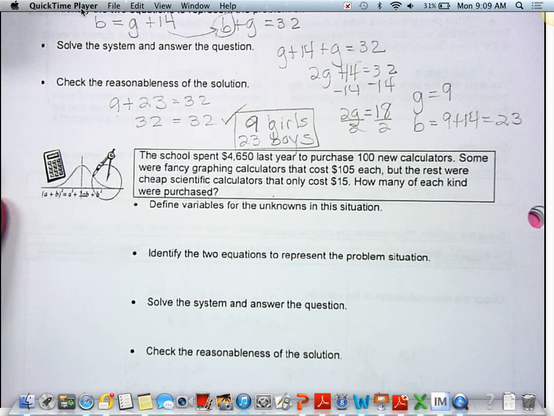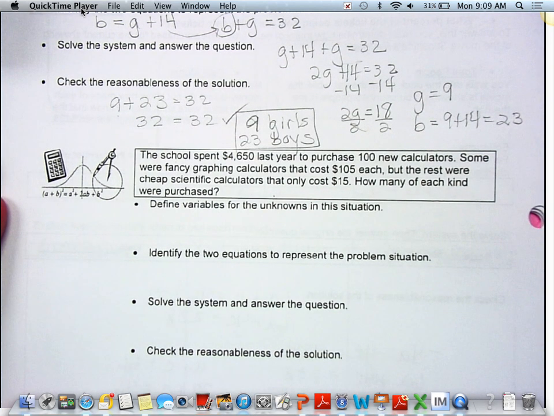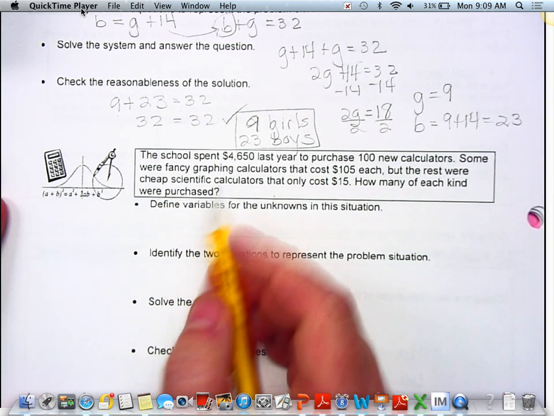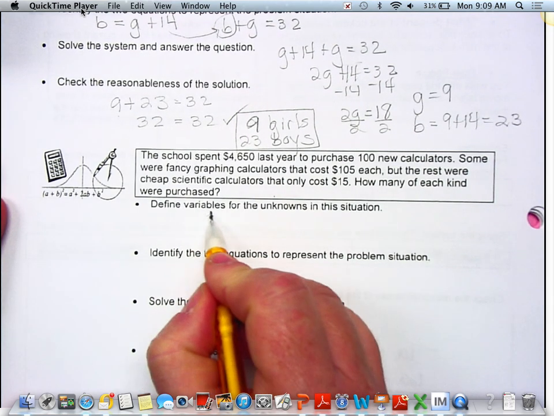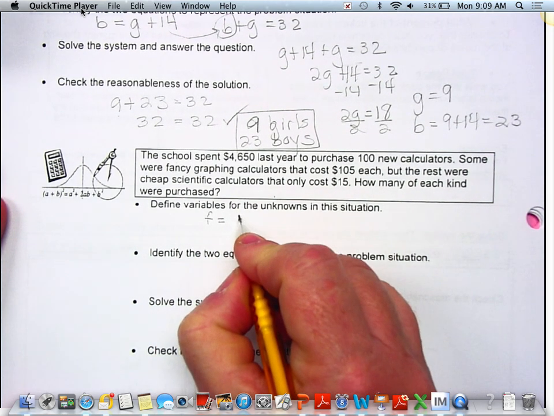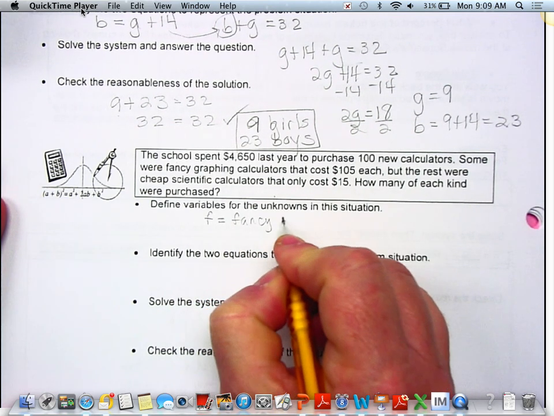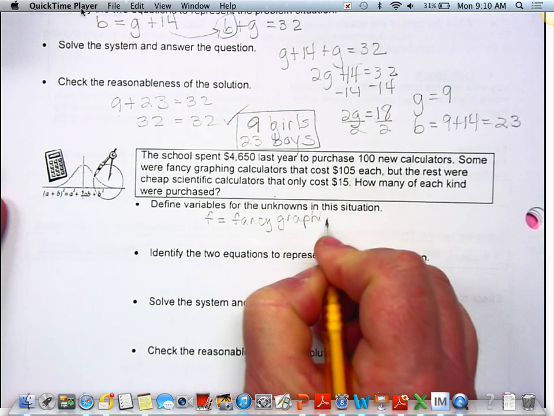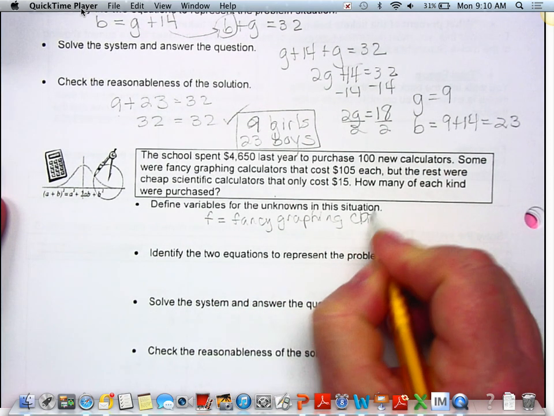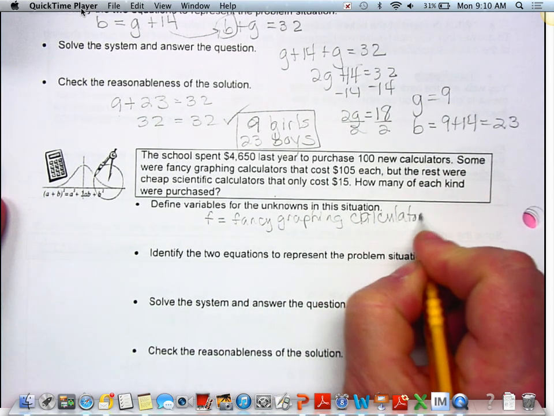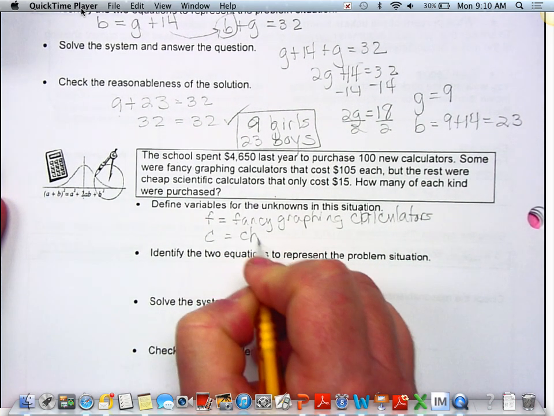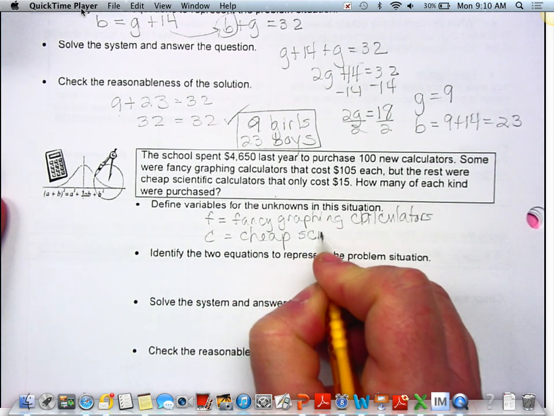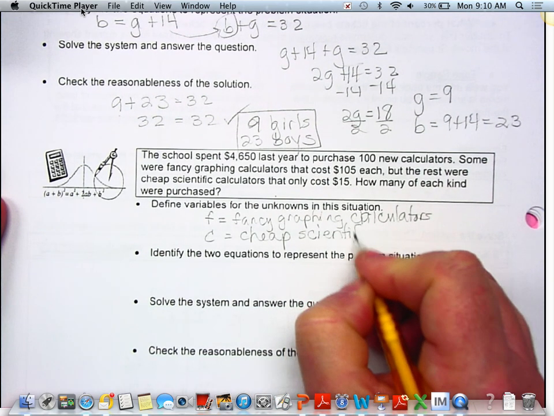Okay, what do you want to call graphing calculator? Fancy graphing calculator. F for fancy? Yes. Okay. F equals fancy graphing calculators. C for cheap. C is cheap scientific calculators. I like C better than S. S always looks like a 5.